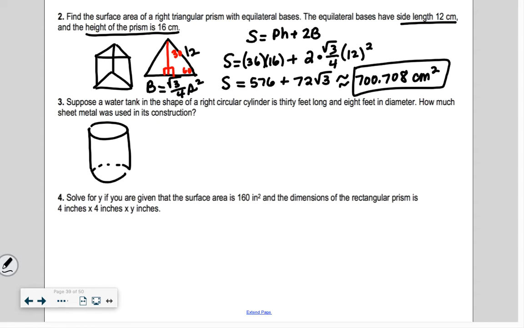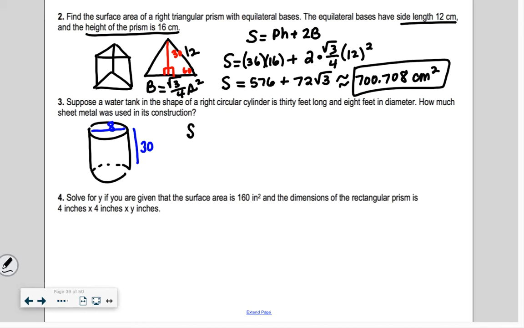The tank is 30 feet long and 8 feet in diameter. So 8 feet along the top and 30 feet like this. How much sheet metal was used in its construction? So this is not asking for a volume, it's asking for a surface area, right? So we're talking about the metal that goes around this tank.